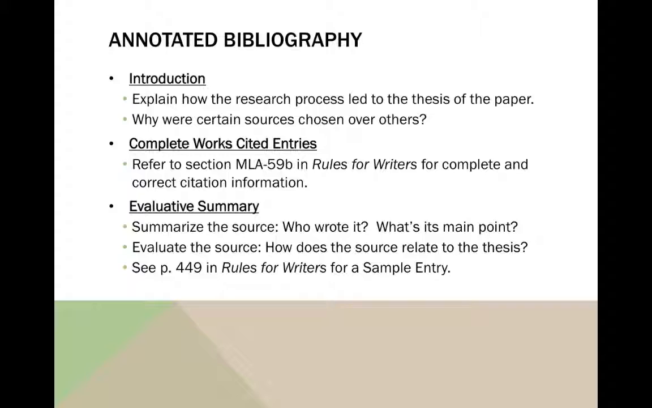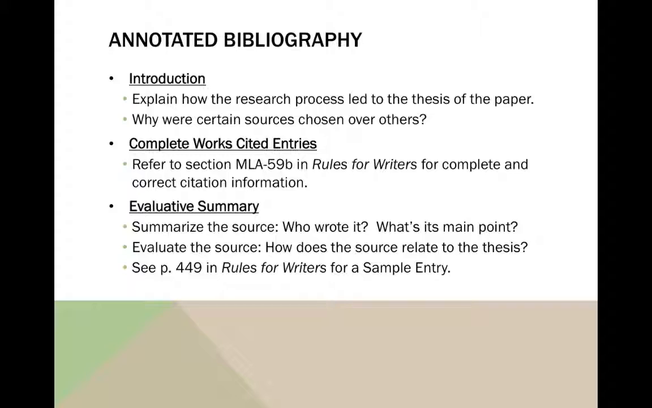So in your Rules for Writers, you'll find that section MLA 59B will be invaluable to the next part of the annotated bibliography, which is to present a complete works cited entry for each of the sources that you intend to cite in your paper. Now, it has happened where students will submit an annotated bibliography and then decide that they're going to drop one of the sources from their bib and use a different source that they didn't do an entry for. Don't worry about that. Now, if you end up changing all of your sources, that's a problem. But if you have 1 or 2 that change, that's not a big deal.